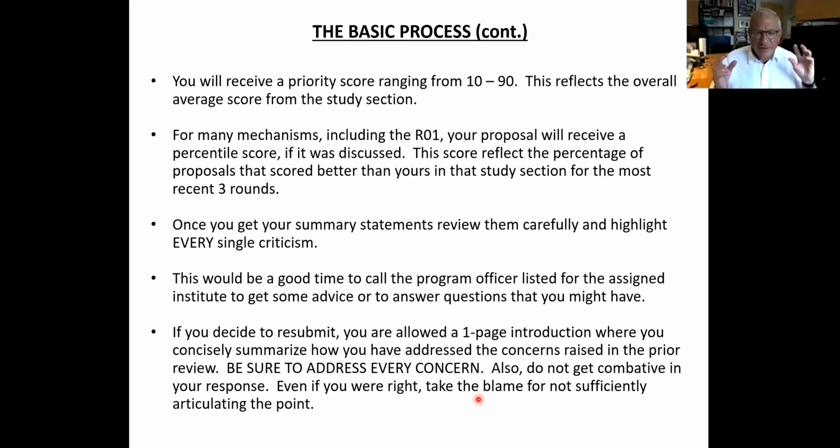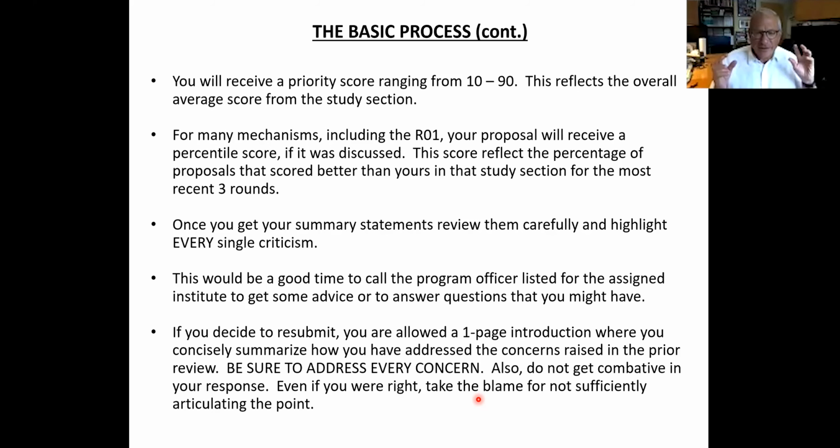And, in responding to these, you need to find a way to address every concern. It's certainly the most important ones, but don't get combative in your response. Even if you were right, take the blame. The way to do this is, well, obviously, I did not sufficiently articulate this point, and then you make your point, because if you're right, you're right. But just take the blame in terms of not explaining it well. The study section is never wrong. That's sort of the mentality you need to develop.